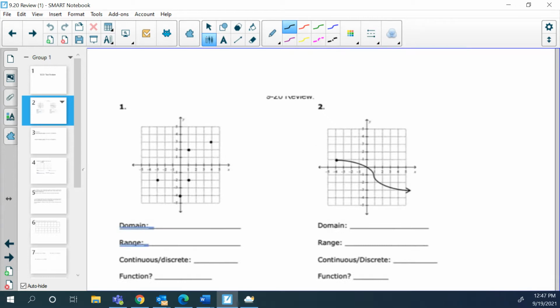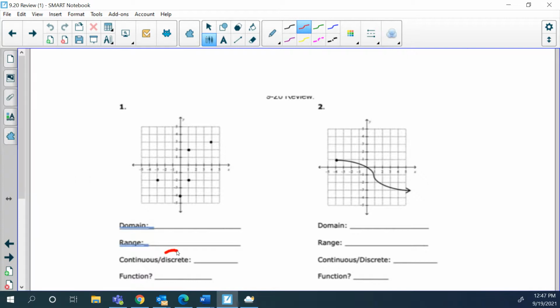So remember domain, first this is a discrete function, a discrete graph, all right? So remember, if you see points on the graph, it's discrete. So let's go ahead and answer this one right now. So this is discrete. And is it a function? No, because I have 2 points directly under each other. So when I draw a line, it's going to go to both points. So that's not a function. So the function is no.